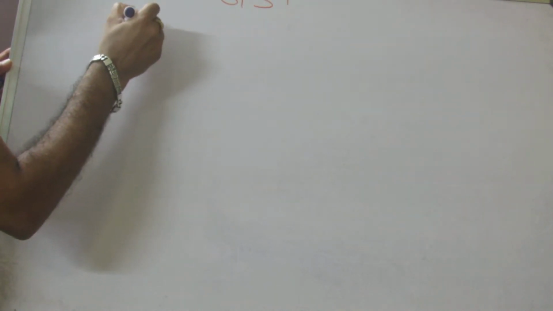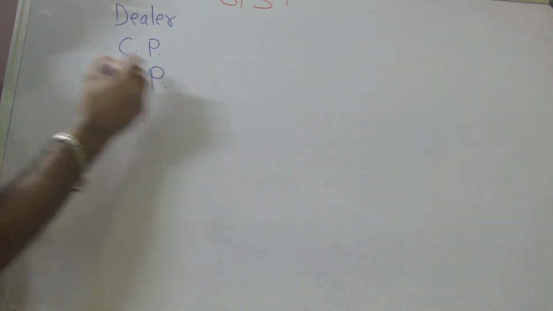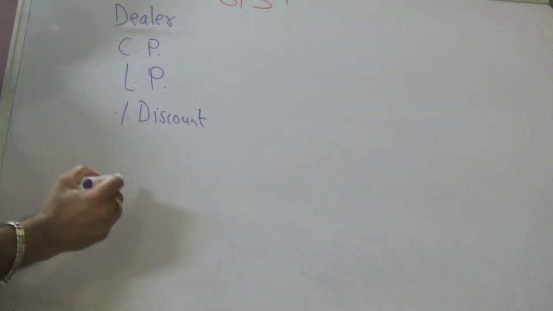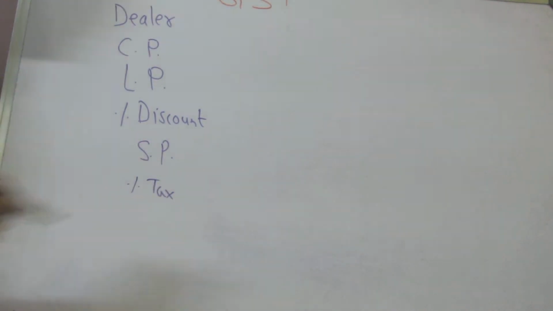Today we are going to talk about a topic called GST, Goods and Services Tax, which is a new chapter added to Class 10th ICSE board. Now before we talk about GST, let us understand a few terms which we use in this chapter. So there is something which is called a dealer, then there is cost price, there is list price, there is percentage discount, there is SP, and then there is percentage of tax.